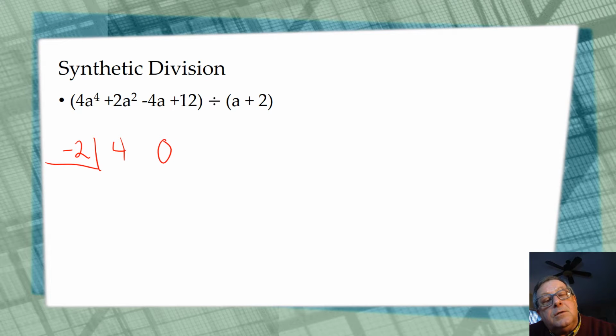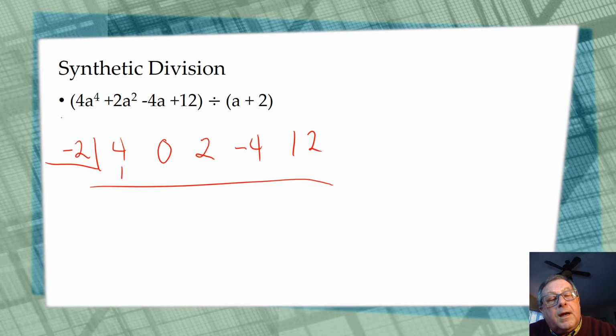And then I've got positive 2a squared, so I'm going to put a 2. I got negative 4a, so I got negative 4. And my constant is positive 12. I got 12 here, draw a line, bring down the 4. And we're going to continue the same way.